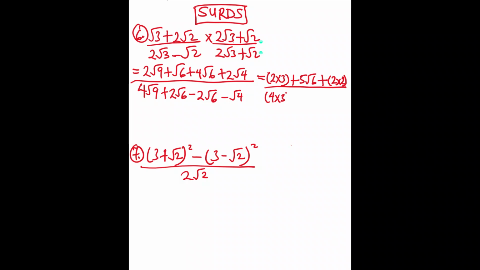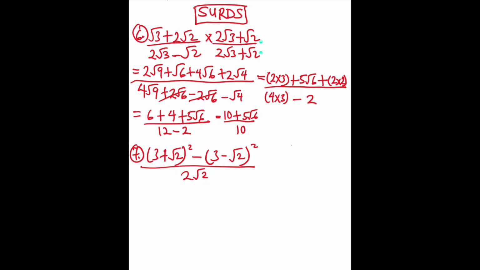So 4 root 9 can be written as 4 times 3. The square root of 9 is 3. And then plus 2 root 6 minus 2 root 6 is going to cross out each other. So that will be 4 times 3 minus root 4. Root 4 is 2. Okay, so that will be 6. 2 times 3 is 6. 2 times 2 is 4. I want to bring all the ones without root together. 6 plus 4 plus 5 root 6 over 4 times 3 is 12 minus 2. Okay, so that will be 10 plus 5 root 6 over 10.